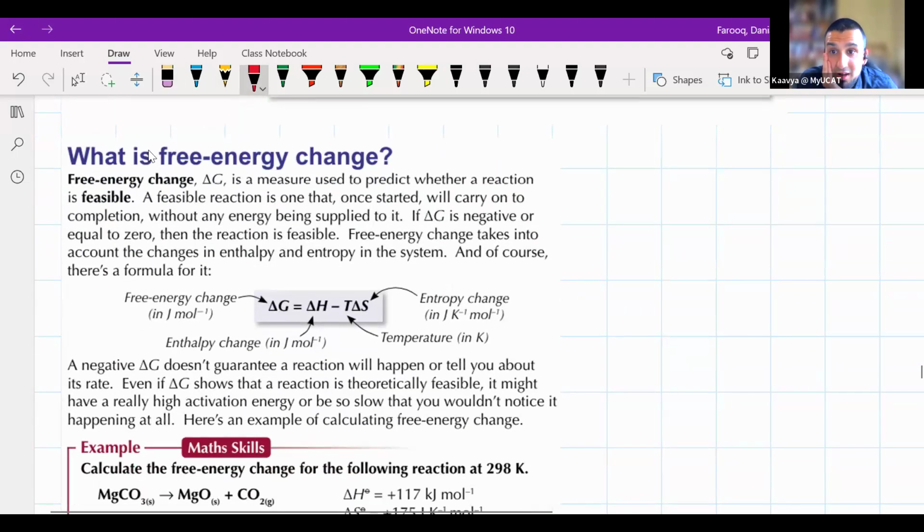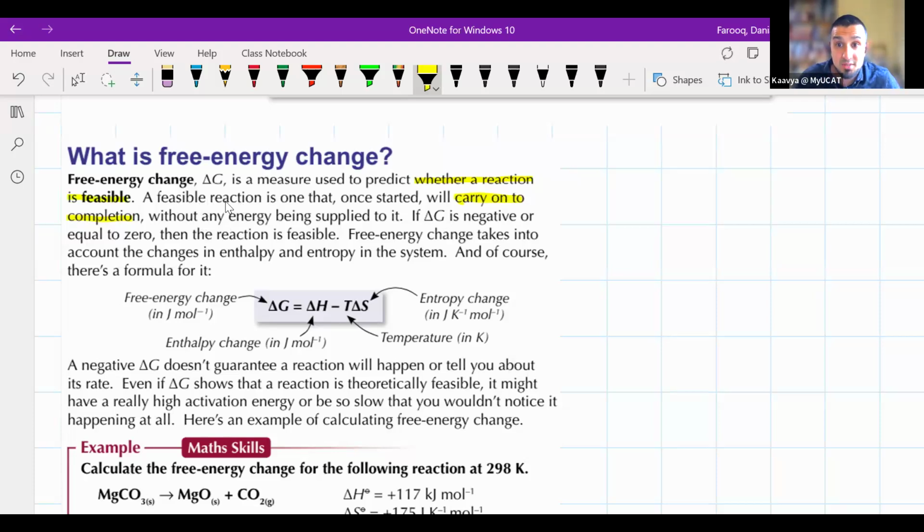The next thing we're going to talk about is Gibbs free energy change. Gibbs free energy change is a measure to see whether a reaction is feasible, okay? Feasible means that it will carry out to completion. In English, feasible means that it can take place. For a reaction, it's the same. If a project is feasible, then that means it can take place. The opposite of feasible is not possible. It won't take place, okay?